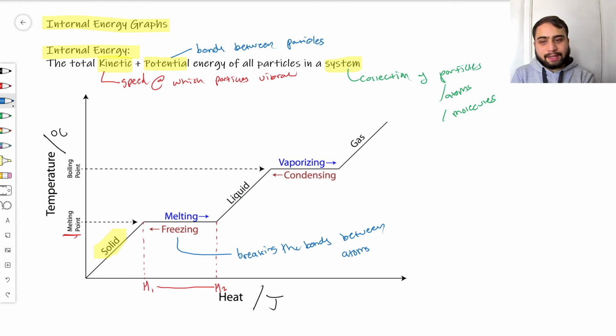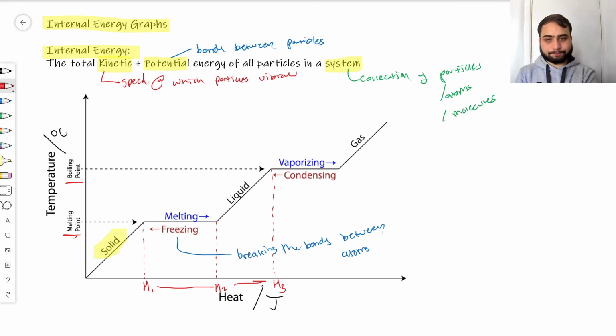Then after all the bonds between the atoms are broken, we start to increase our temperature again with the addition of energy again. So we have here H3 right to there. So that's our liquid phase. Now we're supplying heat energy into the liquid phase to raise its temperature to the boiling point. Now at the boiling point, something called evaporation, or rather it's got vaporizing here, but that's really an American word, so we really talk about evaporation in England.